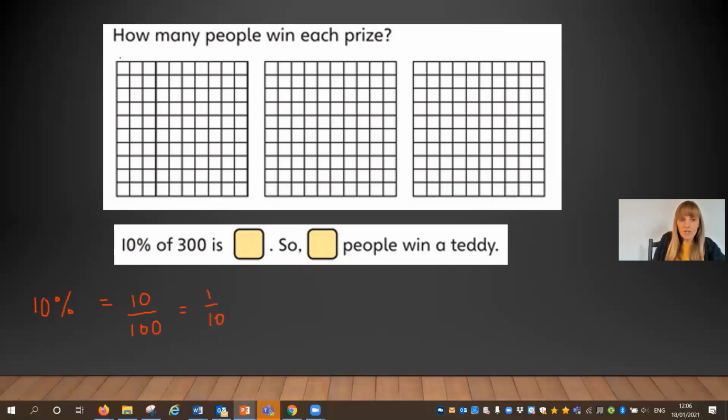On a picture, you would think, well, 1/10 would be one column, or you could have done a row as well, on each of the blocks, and you would shade in 10 on each. So I could do that here, another 10, and I could do that here with another 10. So 300 divided by 10, well, we've all been doing lots of dividing by tens and hundreds, so that will give us an answer of 30. So 30 people win a teddy. This is a really important one to remember: how to calculate 10%. Just divide by 10. Okay, simple.